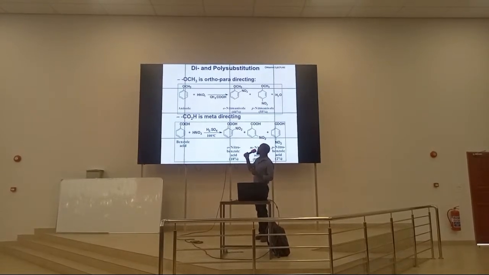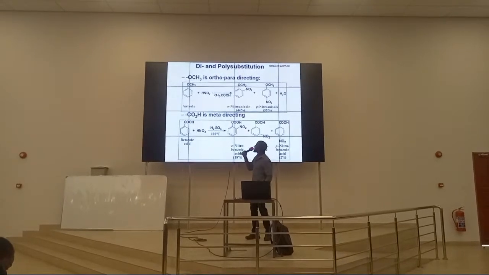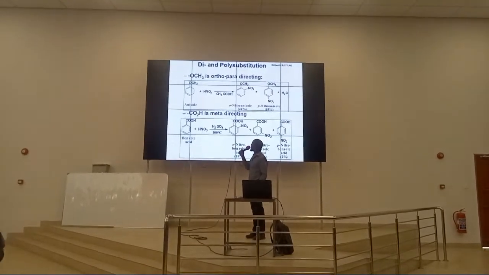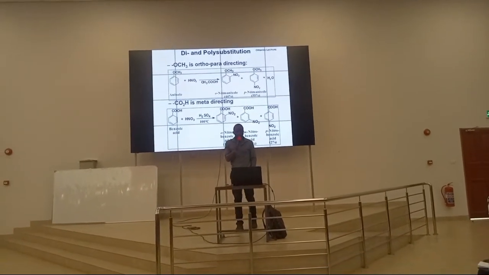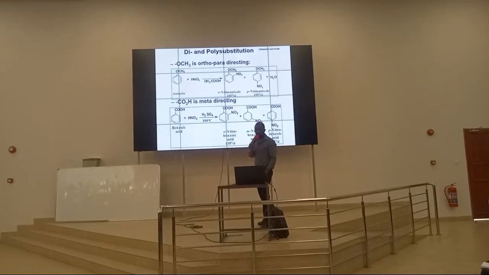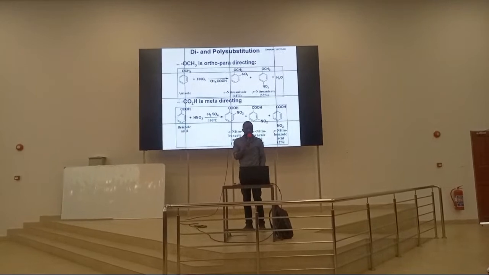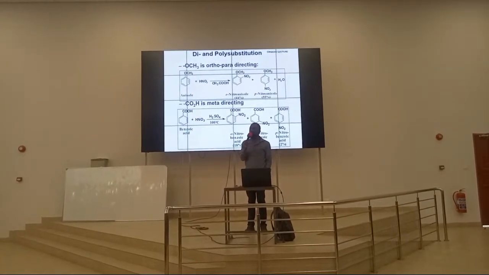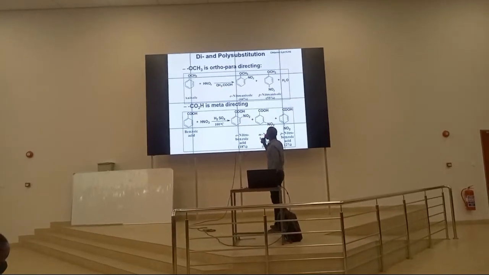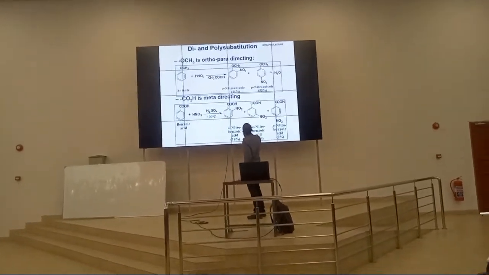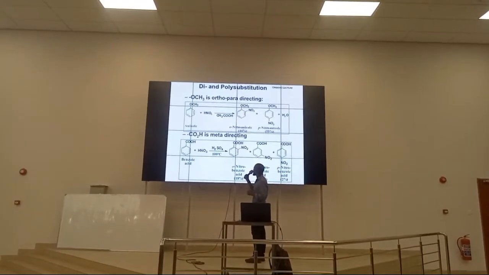So this one reacts with nitric acid in presence of acetic acid. Nitric acid being the source of the nitro electrophile, or you can equally use sulfuric acid, which is going to react with nitric acid in order to form the nitronium ion. So we see that ortho-nitroanisole is formed in 44%, and then para-nitroanisole is formed in 55% yield.